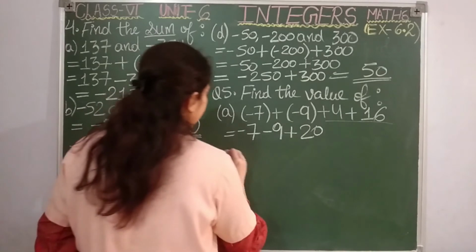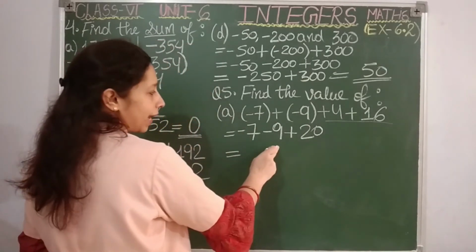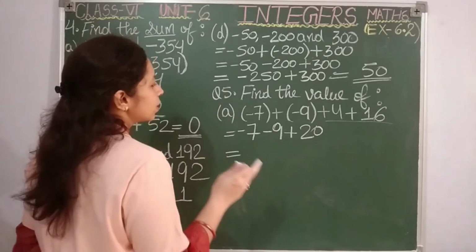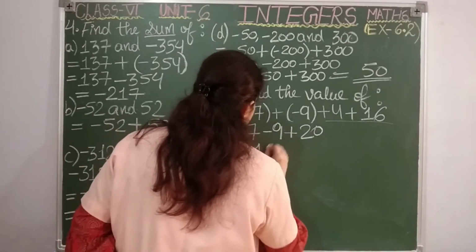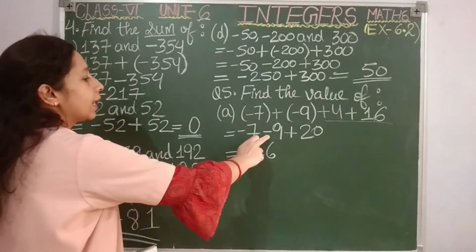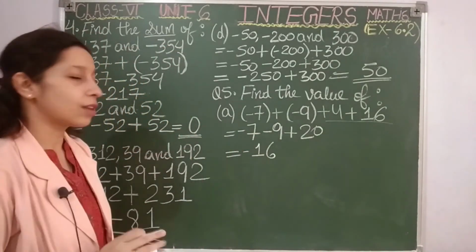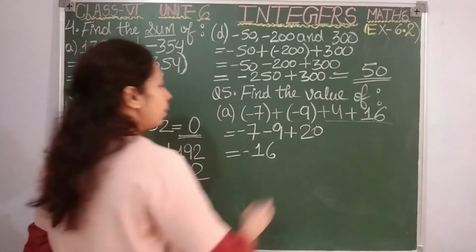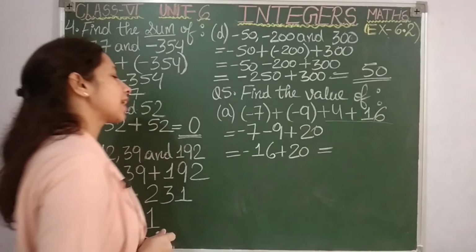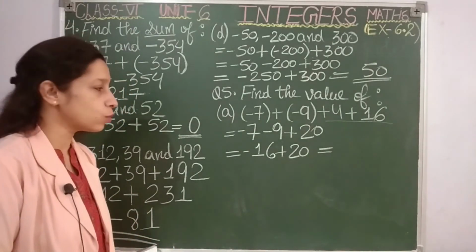Clear? Now let us solve these two first. Both are negative integers. So minus minus plus. 7 plus 9 will give us 14, 15, 16. As 9 is the greater, sorry, 9 is the greater number with negative sign. So in the answer also I have written minus sign. Plus 20. Now see, students, one is a negative integer and the second one is a positive integer. So you are going to subtract.